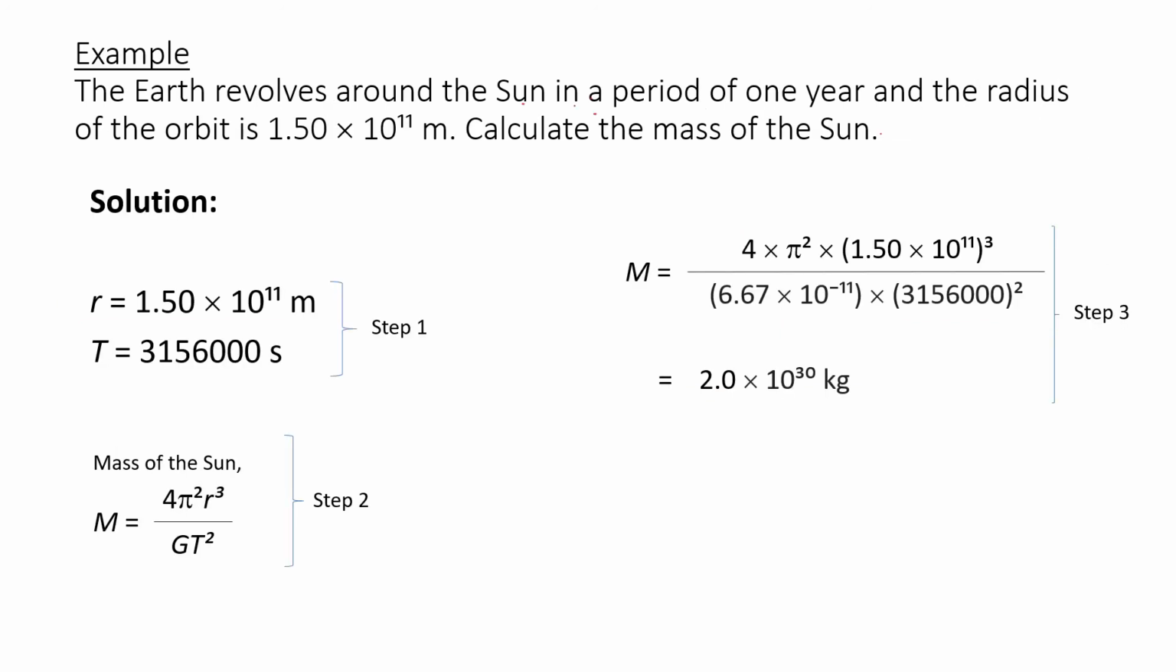Here is an example to calculate the mass of the Sun. The Earth revolves around the Sun in a period of 1 year, and the radius of the orbit is 1.5 multiplied by 10 to the power of 11 meters. Calculate the mass of the Sun. First, list the information and remember to convert the unit of time into seconds. Then, use the formula for calculating the mass. M equals 4 pi squared r cubed over G T squared. Lastly, you will get the mass of the Sun equal to 2.0 multiplied by 10 to the power of 30 kg.